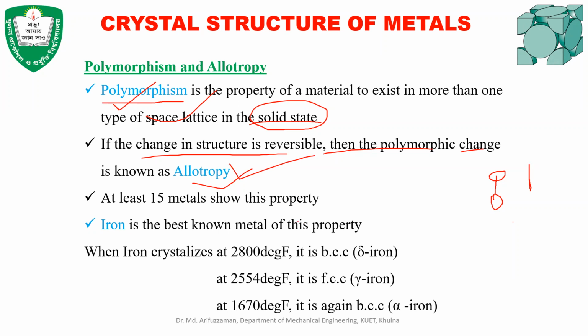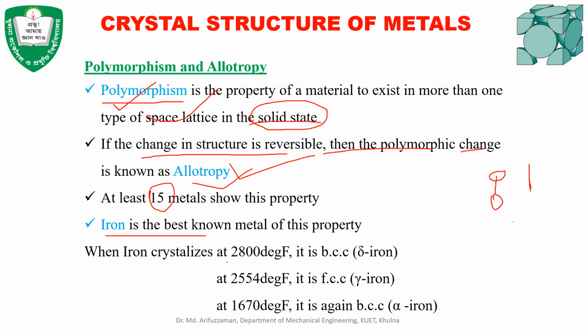And iron is an allotropic material. If you change it to face-centered cubic, over time it actually comes back to body-centered cubic. But it is polymorphism. The changing of the crystal structure is polymorphism, and most of the materials will not show this kind of property. There are 15 metals that show this type of property, and iron is the best example.